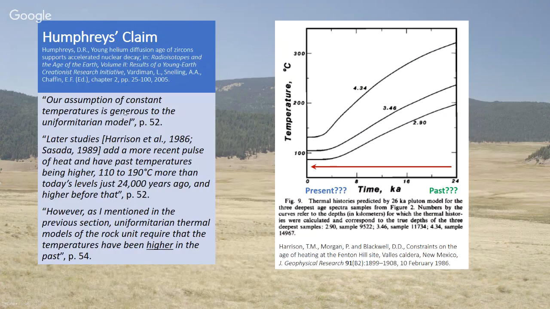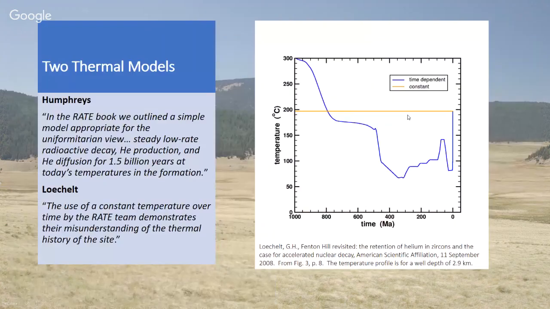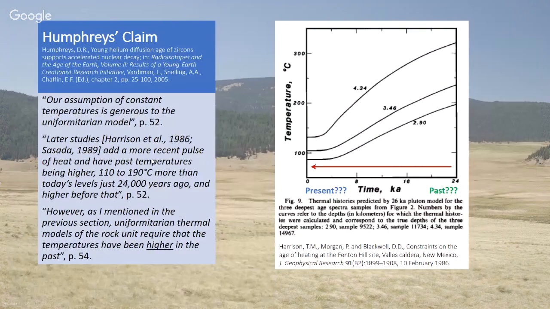Our assumption of constant temperatures is generous to the uniformitarian model. Okay, so he's saying this is actually generous. It's actually a lower bound to the temperatures, because he said later studies, Harrison et al., added a more recent pulse of heat, and this is important, and have past temperatures being higher, 110 to 190 degrees more than today's level just 24,000 years ago, and higher after that. So, and he's referring to Harrison, so he's referring to this graph.